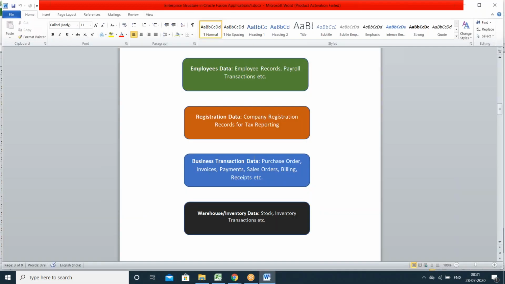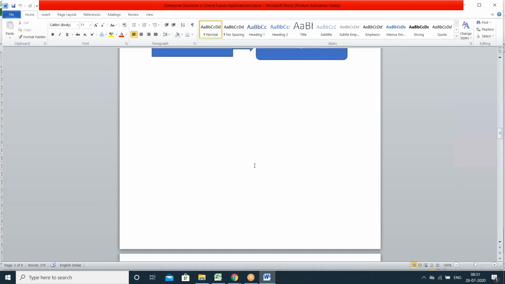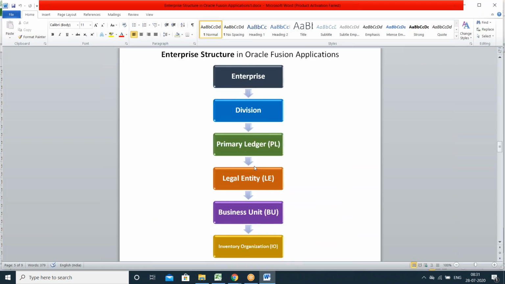I have a simple slide here to discuss the same point. Whatever we discussed, we call as enterprise structure. When we create this enterprise, division, primary ledger, legal entity, business unit, inventory organization in the system, we call that the enterprise structure. We are going to structure the enterprise. Under enterprise, how many divisions we have, under division how many primary ledgers we have, under primary ledger how many legal entities we have, under legal entity how many business units we have, under business units how many inventory organizations we have. Those are the points we have to understand.